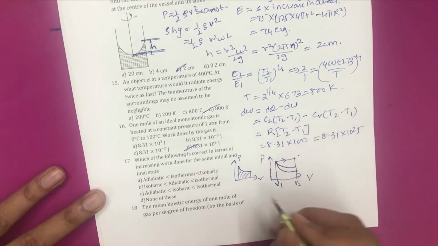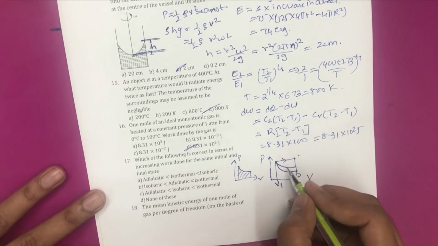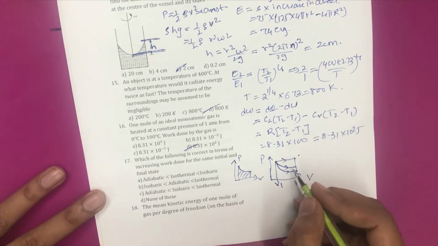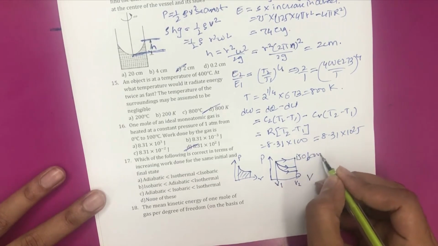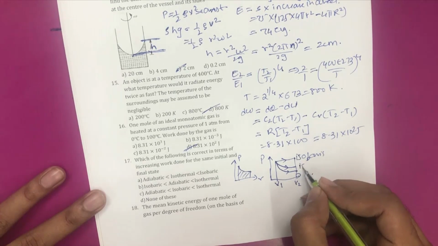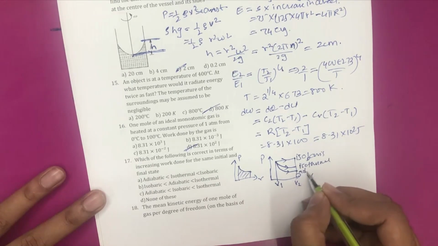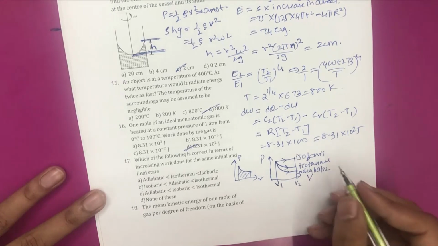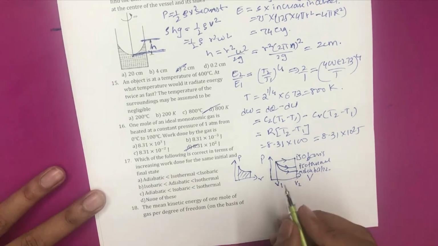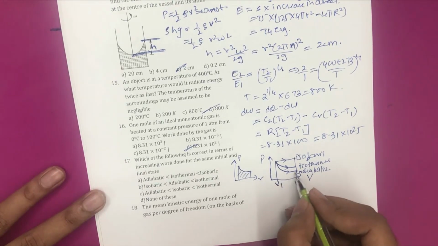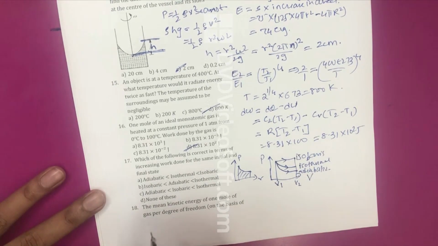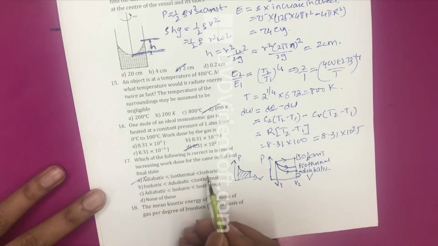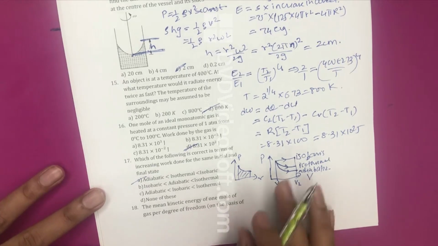So this is my volume, this is my pressure. On plotting these graphs, we can identify that this is for isobaric, this is for isothermal, and this is for adiabatic. So when you look at the area under the curve, the adiabatic process has the minimum area under the curve, isothermal has more than that, and isobaric has the maximum area under the curve. So hence option A would be the correct answer. Work done in adiabatic is the minimum, whereas work done in isobaric is the maximum.